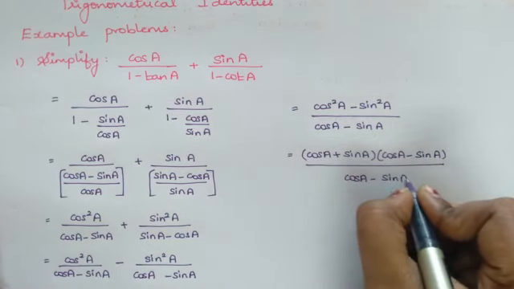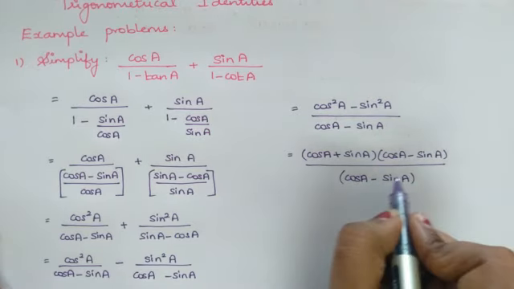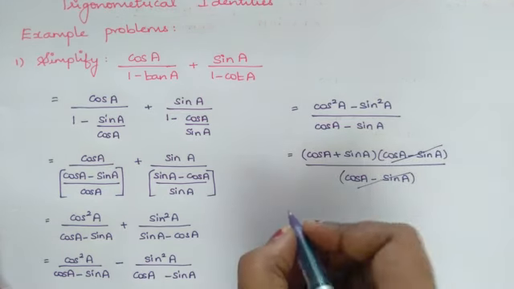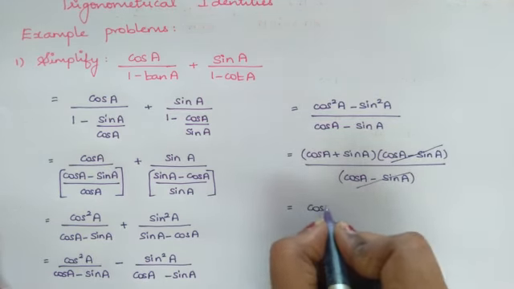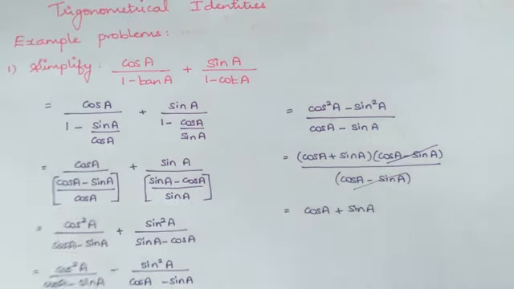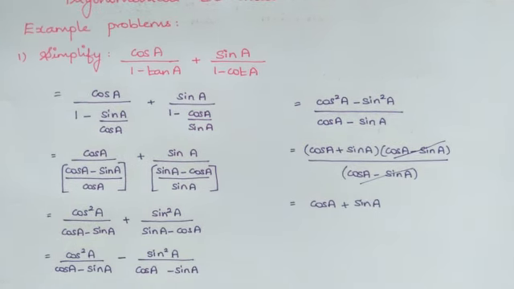Okay, now what's going to happen? The same two terms, cos A minus sin A and cos A minus sin A, get cancelled. So what's pending? We have cos A plus sin A. That's it. This becomes the simplified solution. Right? Thank you.